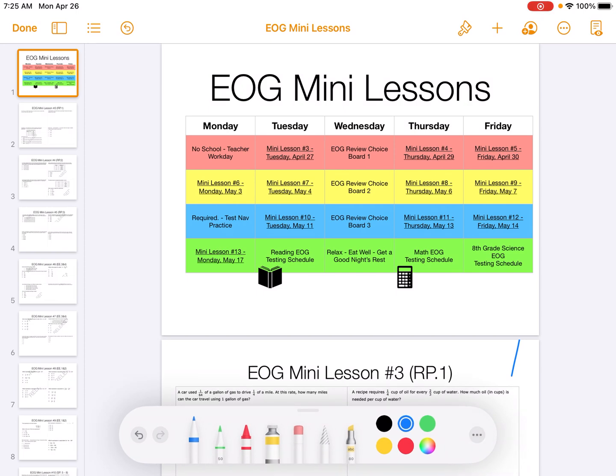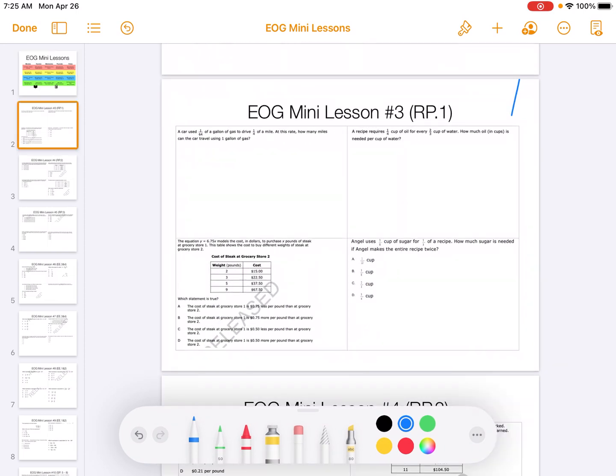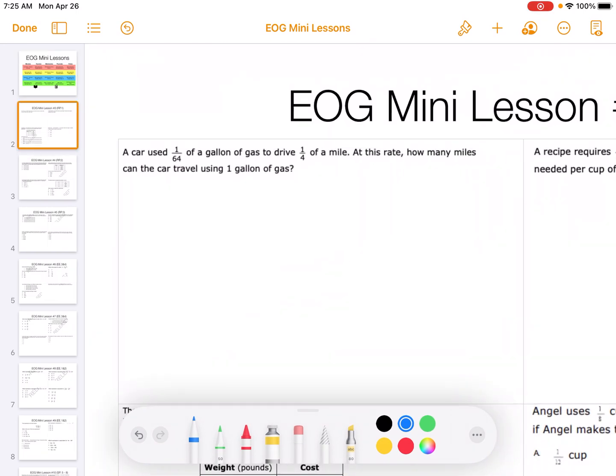Let's take a look at our first set of questions. It says a car used 1/64 of a gallon of gas to drive 1/4 of a mile. At this rate, how many miles can the car travel using 1 gallon of gas? So I'm going to start by making my table. I've got my gallons and I have my miles.